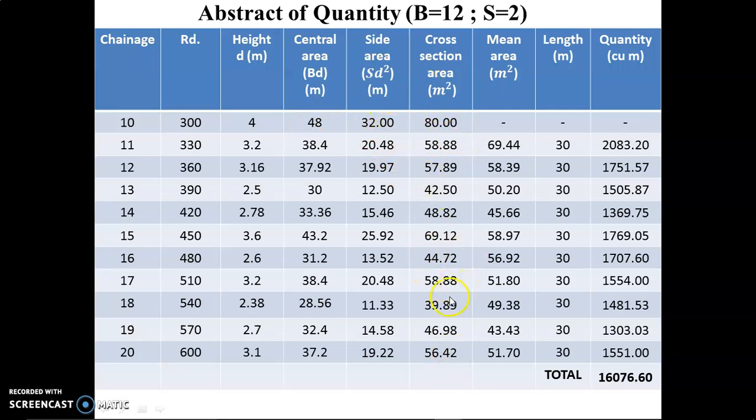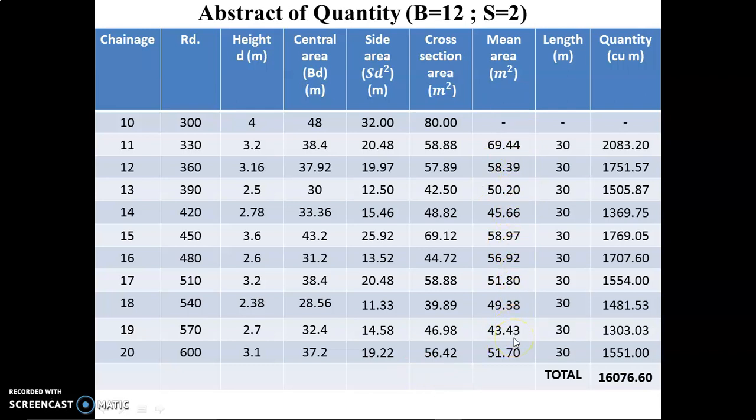This is the area. Now here we apply the mean sectional area method. That's why here we take the mean of this area. So 80 plus 58.88 divided by 2, we get this value. The same here, we add and divide by 2, and after doing this we get this set of values.